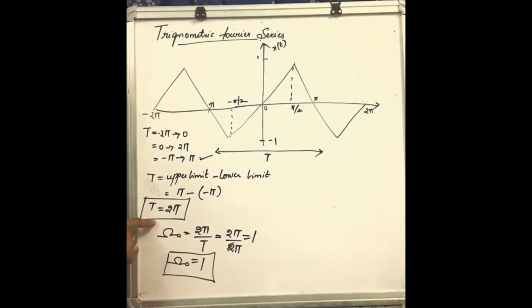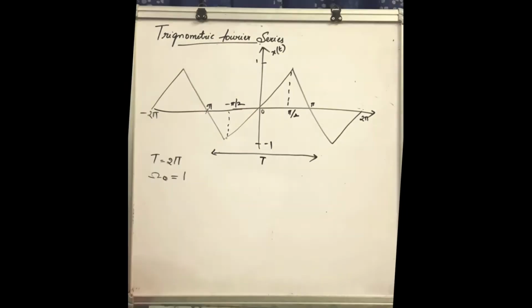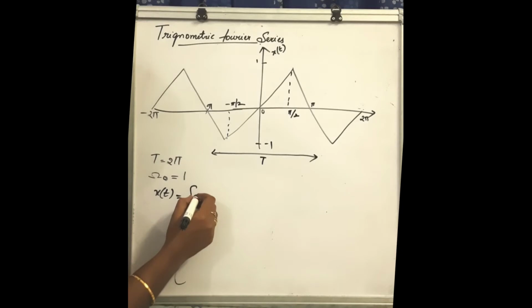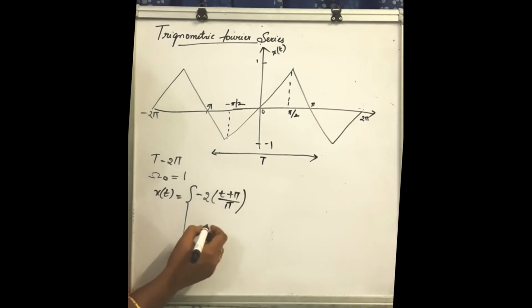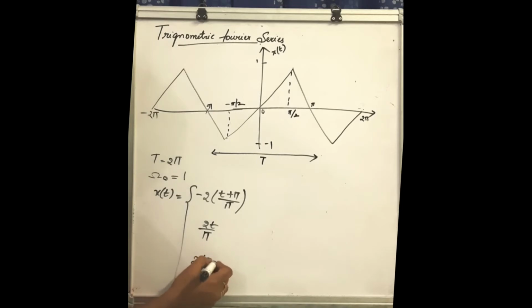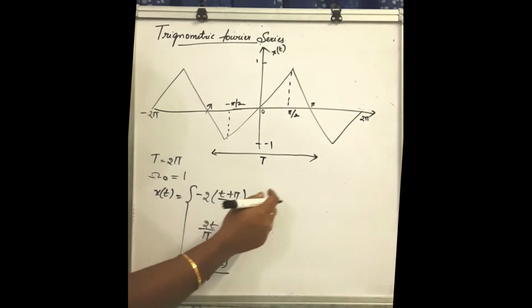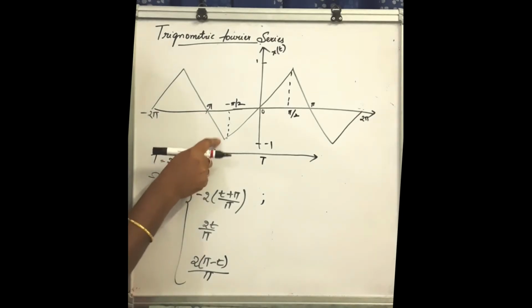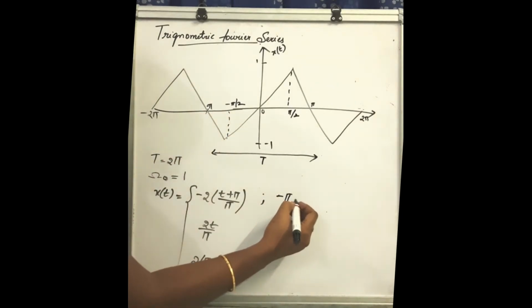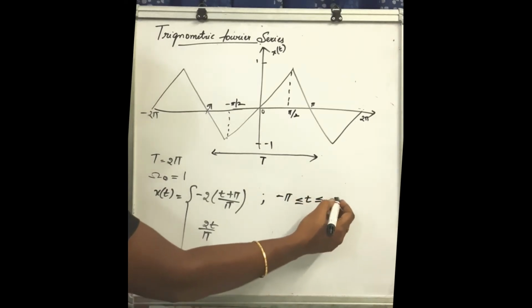We have found out T, we have found out omega naught. Having found T is equal to 2 pi, omega naught is equal to 1, our x of t is equal to the amplitude, minus 2 into t plus pi by pi, and it's 2t by pi, and it is 2 by pi minus t by pi. So now we have found 3 amplitudes for 3 different intervals. That is from minus pi to minus pi by 2.